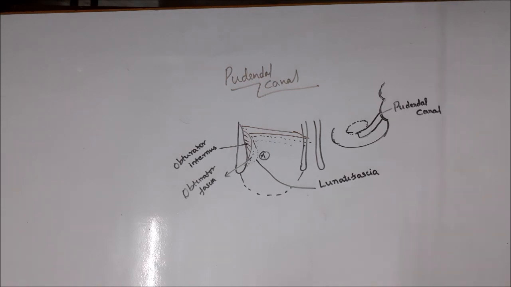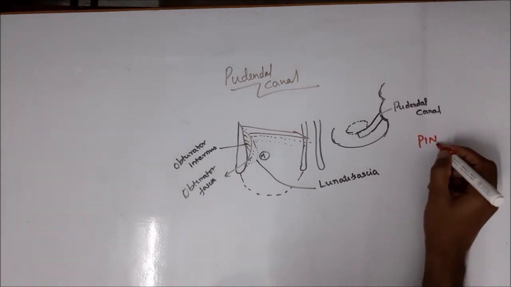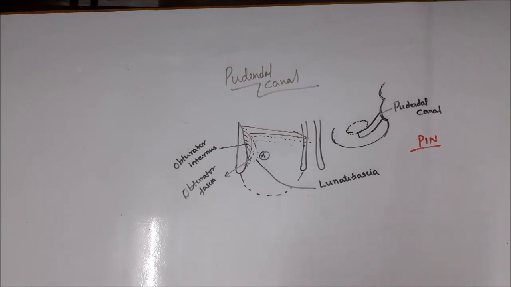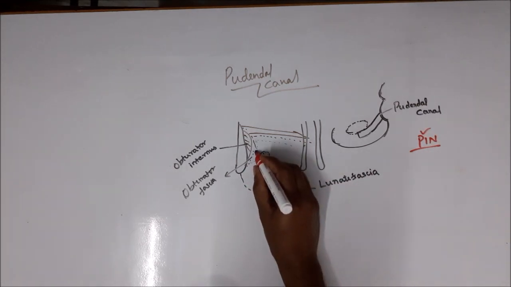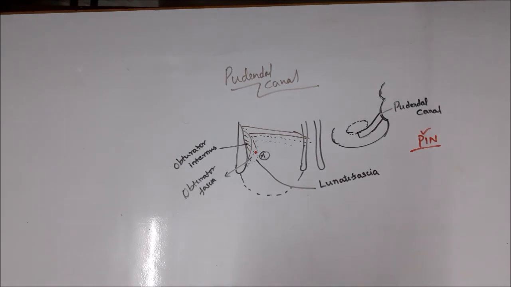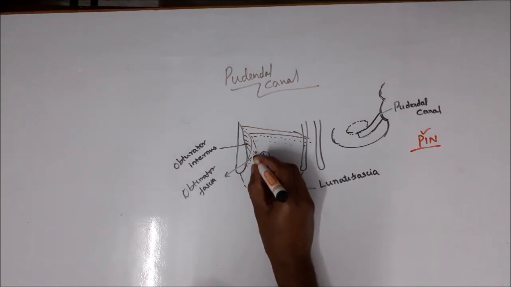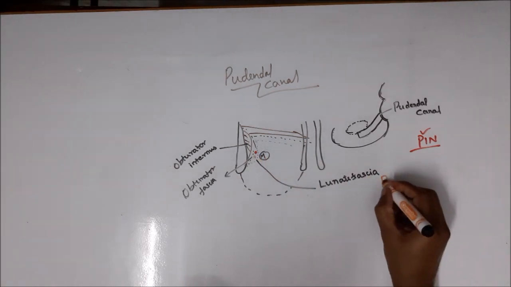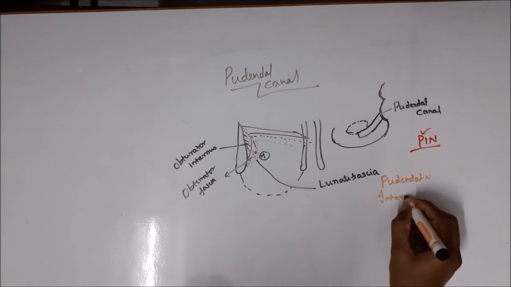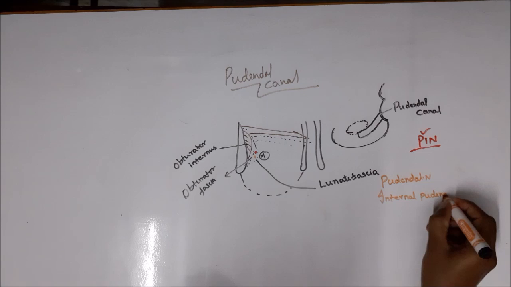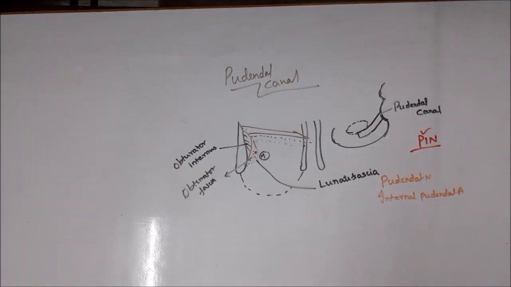So what are the contents in this pudendal canal? What comes out from this greater sciatic notch goes out and comes back into the perineum via lesser sciatic notch. Do you remember PIN structures? What are the PIN structures? Pudendal nerve, internal pudendal artery, and nerve to obturator internal. So that P and I, they are present in this. One content is pudendal nerve and other content is internal pudendal artery.